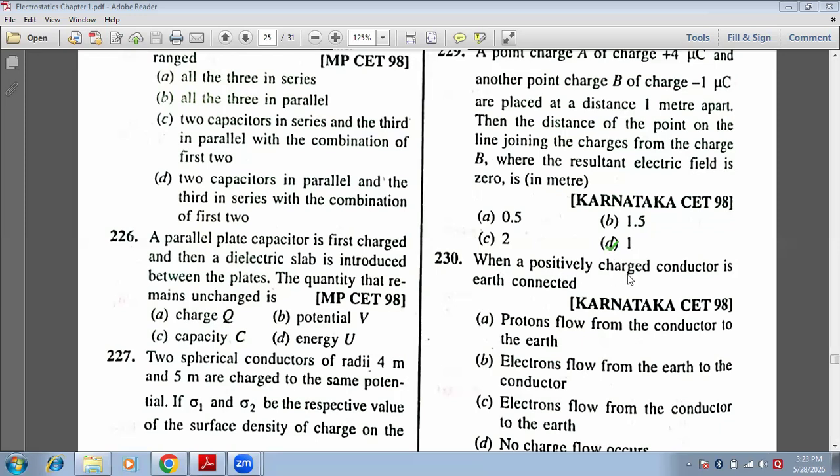When a positively charged conductor is earth connected: option A, protons flow from the conductor to the earth; option B, electrons flow from the earth to the conductor; option C, electrons flow from the conductor to the earth; option D, no charge flow occurs. Correct answer, option B, electrons flow from the earth to the conductor.